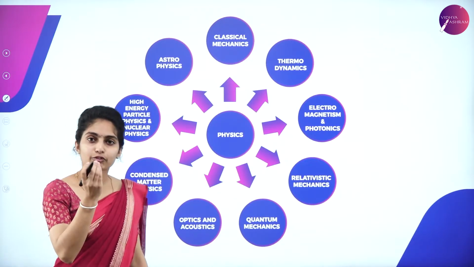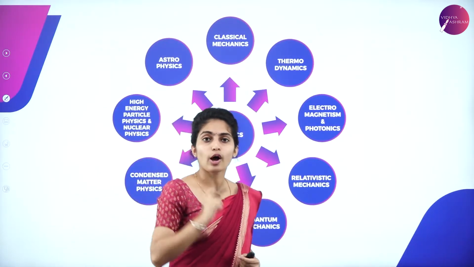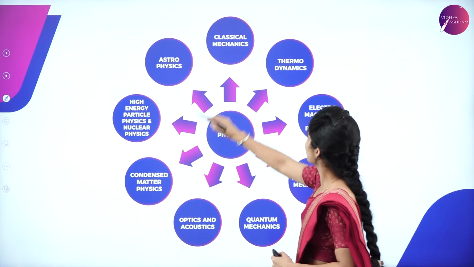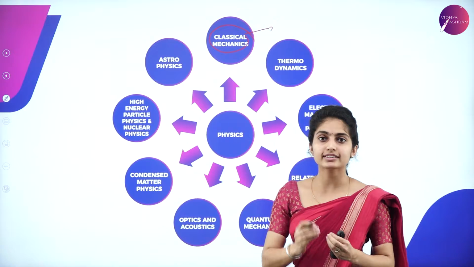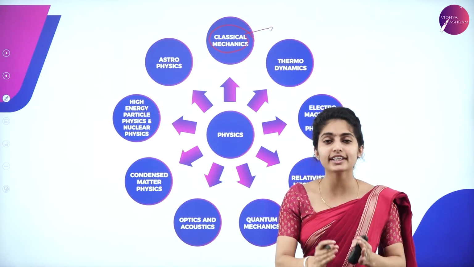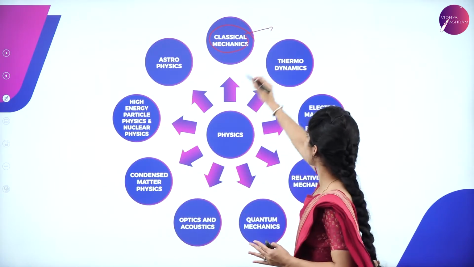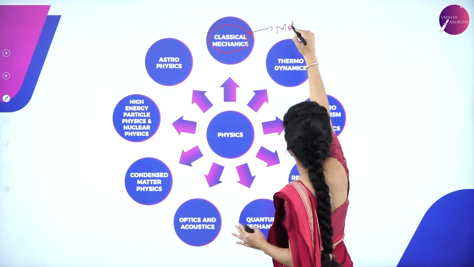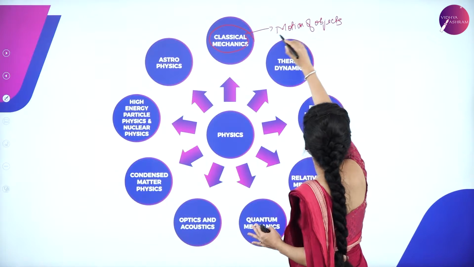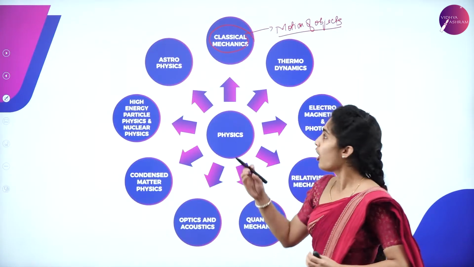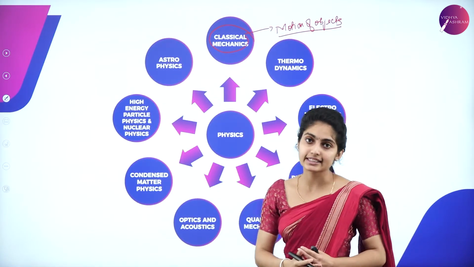So here, for each branch I will give you the introduction now. Let me go by the top one, that is classical mechanics. What does classical mechanics contain? It is nothing but the study of motion of objects and the force which acts upon it. It is the motion of objects and the force which affects this motion. All these laws, Newton's first law, second law, come under classical mechanics.